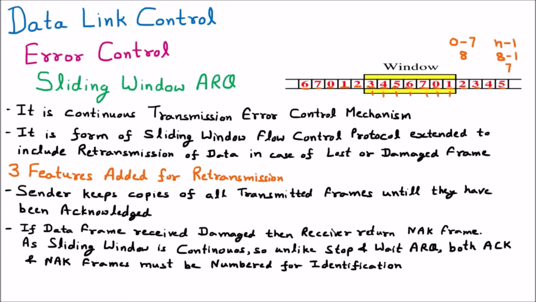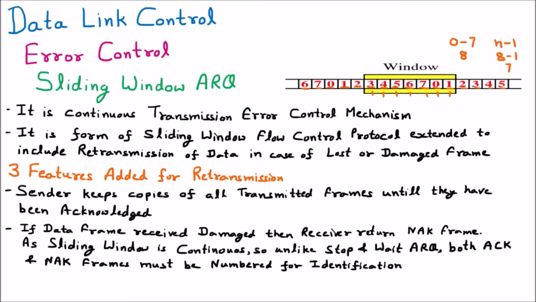But if we compare with the stop and wait, there the negative acknowledgement is not numbered. So in stop and wait, NAK is not numbered. Their data frames and acknowledgements are numbered. And here talking about this sliding window protocol, acknowledgement and NAK frames are numbered for the identification. So this is the second feature which is added to the sliding window, and it becomes the sliding window ARQ.